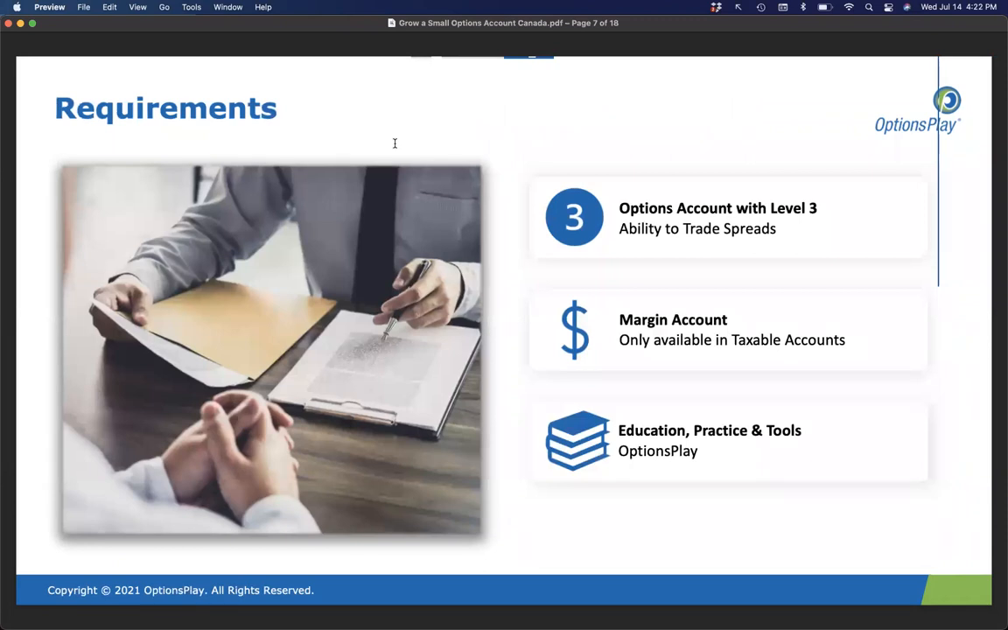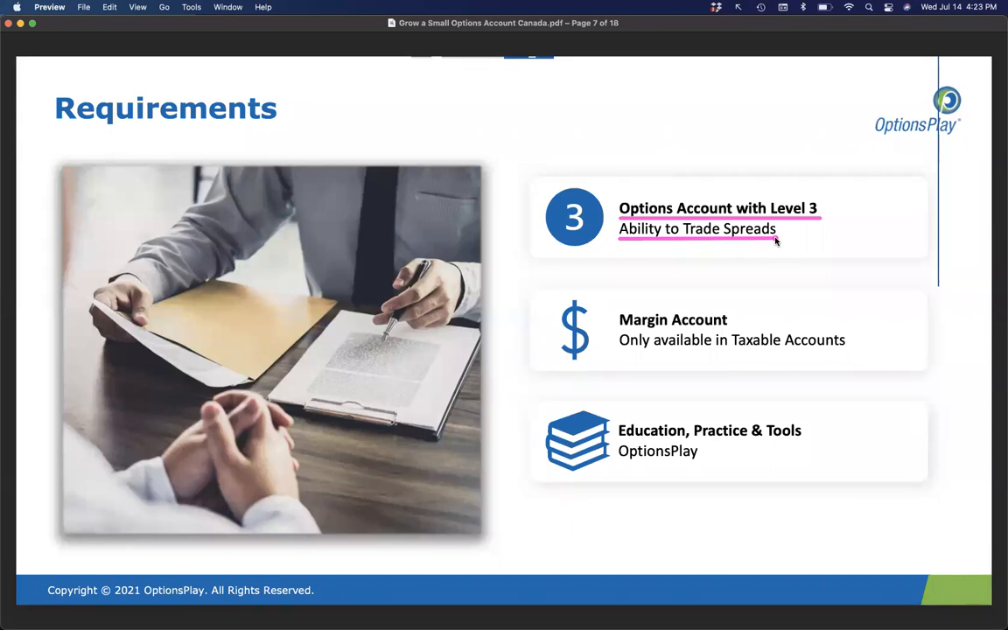So let's first talk a little bit about just the requirements that you need in order to start trading options. So first, this is going to be a somewhat controversial statement here because I know many of you, especially in Canada, are trading with brokers that don't allow for this. But what you need is an options account with level 3, the ability to trade spreads. Now, some of you are trading with brokerage firms that do not allow you to trade spreads electronically. I do encourage, for those of you that do not currently have an account where you can trade spreads, to consider opening up an account with a brokerage firm that does allow you to trade spreads.